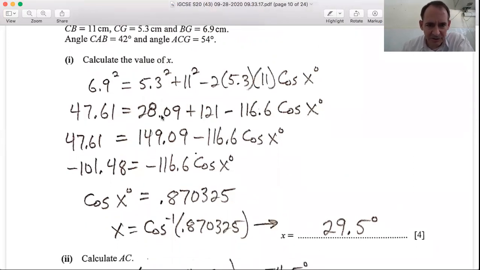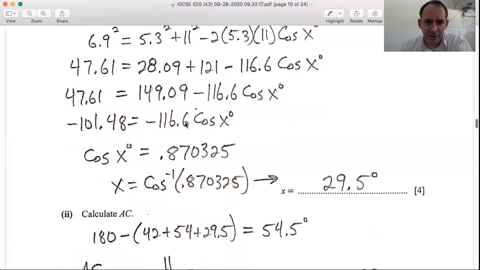Then we combine these two right here by addition. Be careful not to subtract the 116.6 from the 149.09. You cannot do that because this is a multiply over here next to the cosine, and multiplication has to be before the subtraction. So we're going to instead subtract the 149.09 from 47.61. You get a negative 101.48 equals negative 116.6 cosine X.